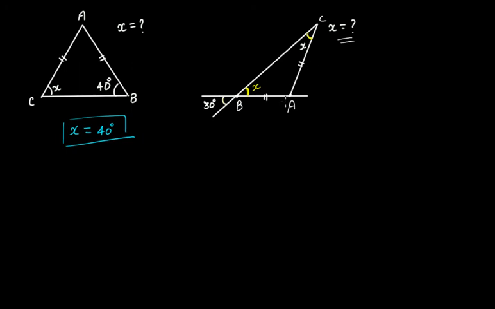Now you can focus on these two lines. If you focus on this line and then this line, then this angle and this angle will be vertically opposite angles, and therefore x will be equal to 30 degrees.